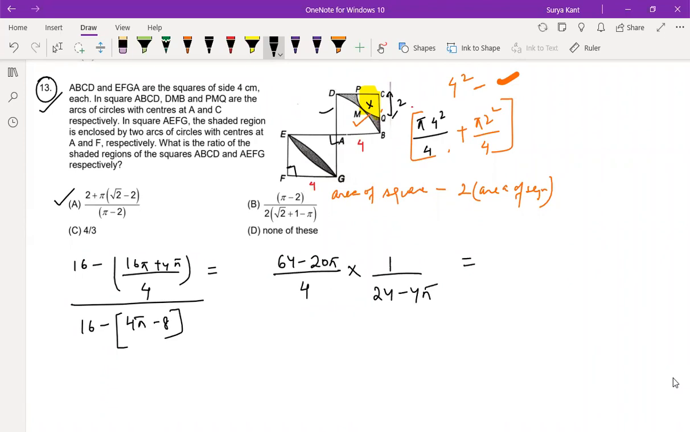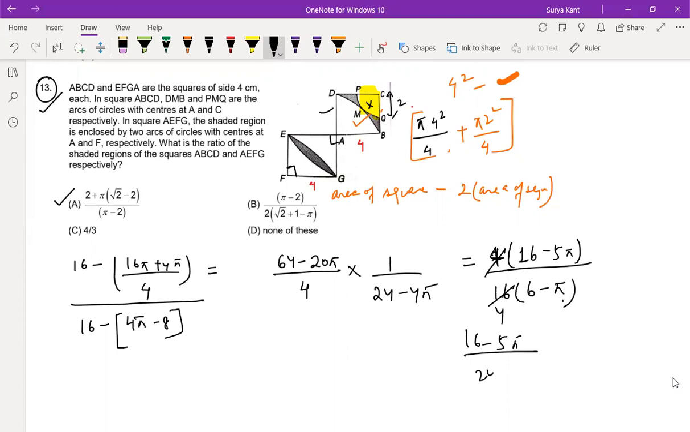Someone is coming like this, see. So what you can take common here? It's 8. 4 you take common. It's coming like this. Then 4 4s are 16. 16 minus 5 pi divided by, it's coming in this pattern. If it is half, by figure you can say this is not half, right? Yes.